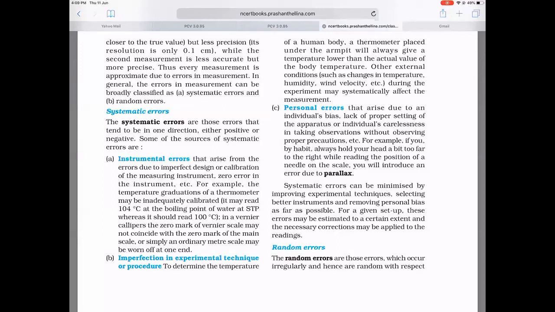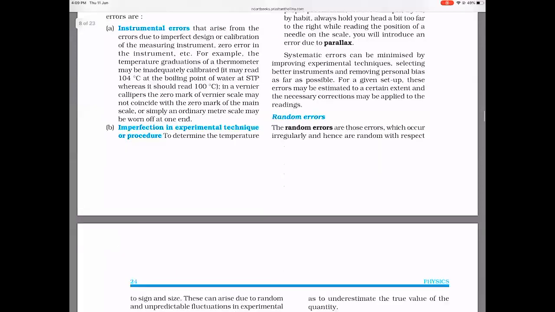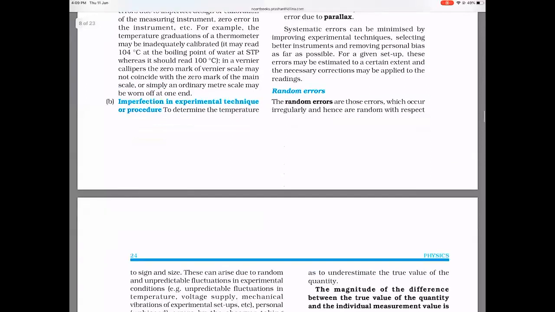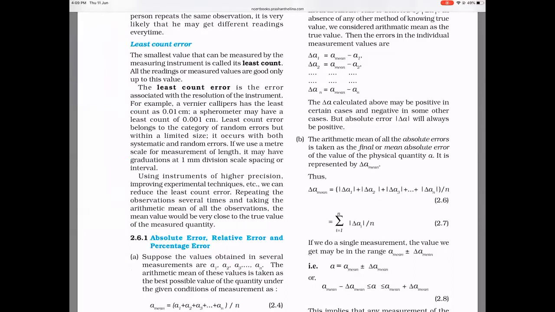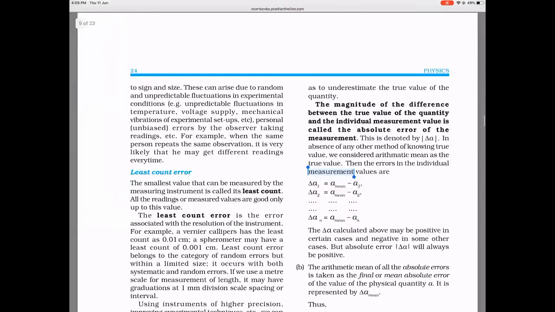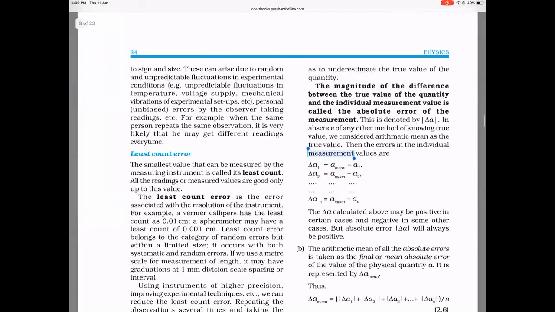These are all systematic errors. Systematic errors can be overcome by evaluating or looking into the procedure that you are following to do the experiment. If the procedure you are following is right, or if you can improve it, you can avoid systematic errors. Then you have random errors. Random errors, the one error that you can make is a least count error. So you have random errors, and then apart from random errors, you have the least count error.